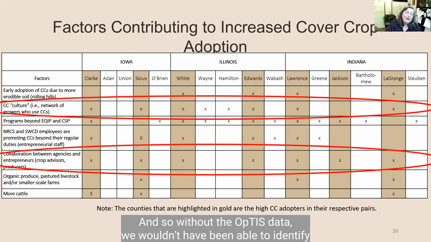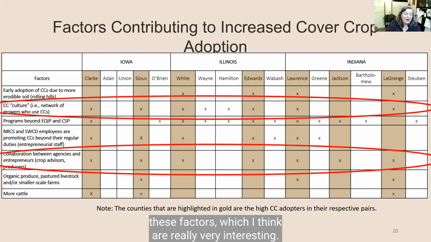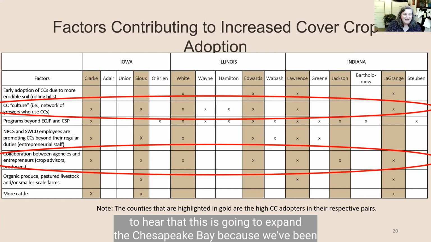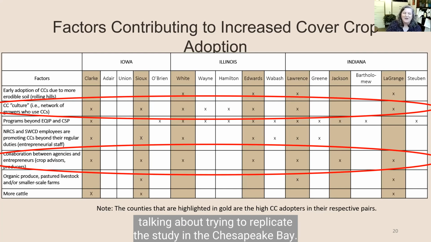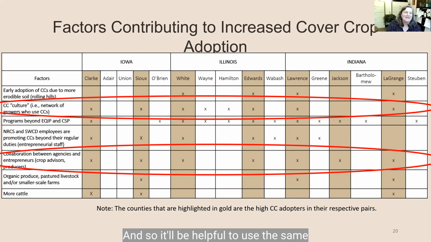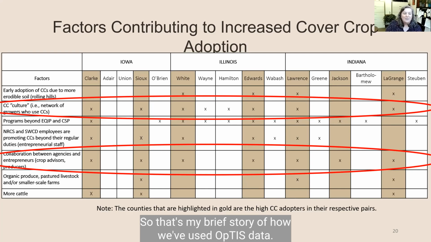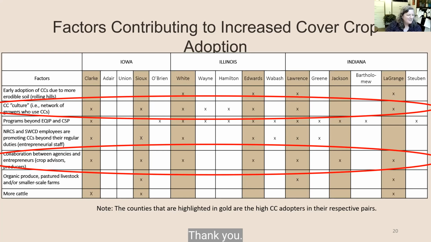And so without the OpTIS data, we wouldn't have been able to identify these factors, which I think are very interesting. And I'm very excited, Steve, to hear that this is going to expand to Chesapeake Bay, because we've been talking about trying to replicate this study in the Chesapeake Bay. And so it'll be helpful to use the same methods to identify our counties there and continue to expand this work. So that's my brief story of how we've used OpTIS data. Thank you.